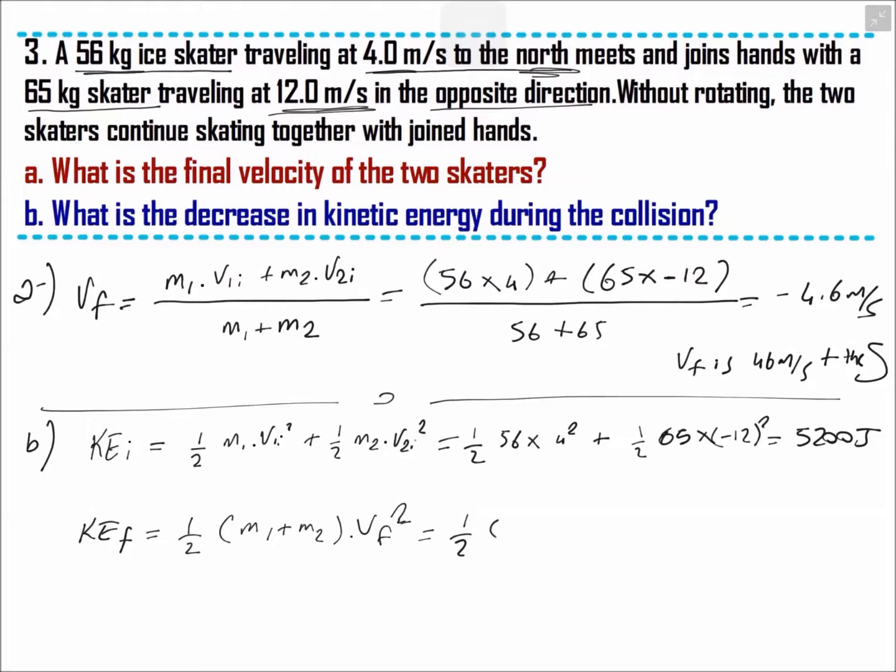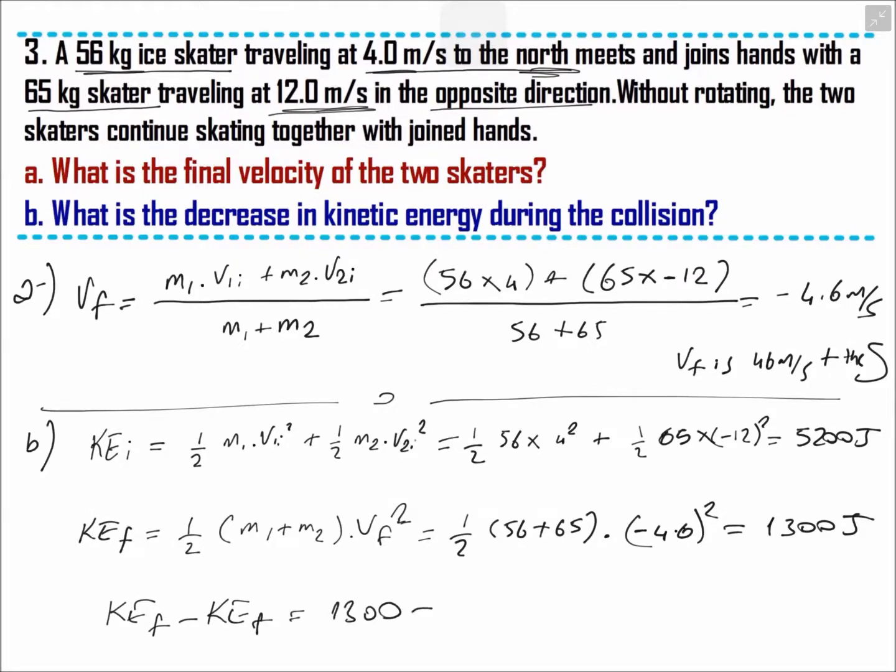And kinetic energy final will be, because they are combined, half m1 plus m2 times v final squared. So half 56 plus 65 times v final is negative 4.6 squared. So the result will be 1300 joules. So kinetic energy final minus kinetic energy initial gives the decrease. So 1300 minus 5200, so it will be negative 3900 joules. Thanks for listening.